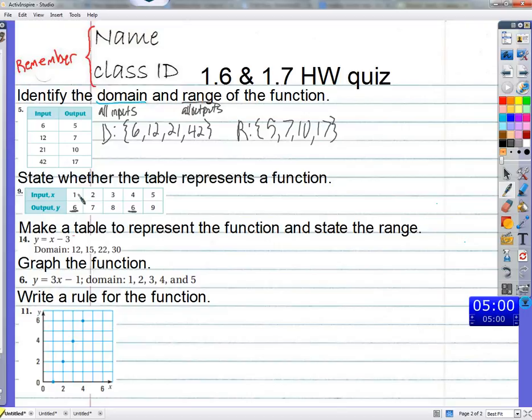Right. Every input has exactly one output. One goes to 6, and it only goes to 6. 2 only goes to 7, 3 only goes to 8, 4 only goes to 6, 5 only goes to 9. That's following that wording exactly. Even though 1 goes to 6 and 4 goes to 6, it doesn't matter that they both go to 6. It matters that 1 only goes to 6 and 4 only goes to 6. That's different from saying only 4 goes to 6. 4 only goes to 6 means 4 doesn't go to anything else but 6. Only 4 goes to 6 means 4 is the only one that goes to 6. So every input has one and only one output, so it is a function.